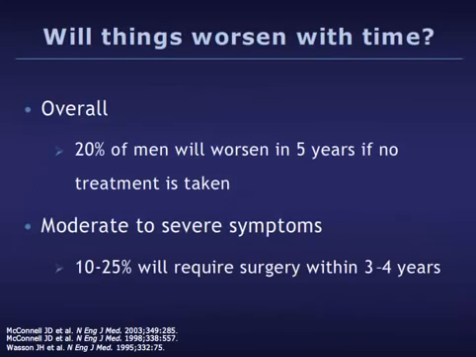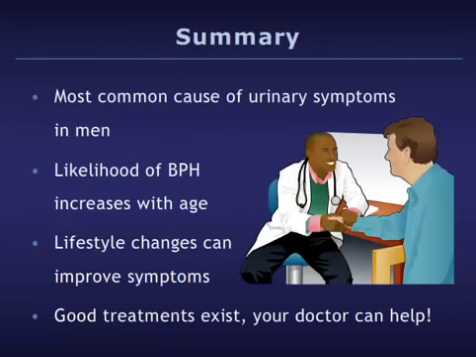The big question, of course, for any man considering watchful waiting rather than medical or surgical treatment is, what are the chances that things will worsen over time? From several recent excellent studies, we can now draw the following conclusions. Overall, about 20% of men with BPH will have worsening of their symptoms over 5 years if no treatment is taken, and approximately 10 to 25% of patients with moderate to severe symptoms will go on to require surgery within 3 to 4 years or more.